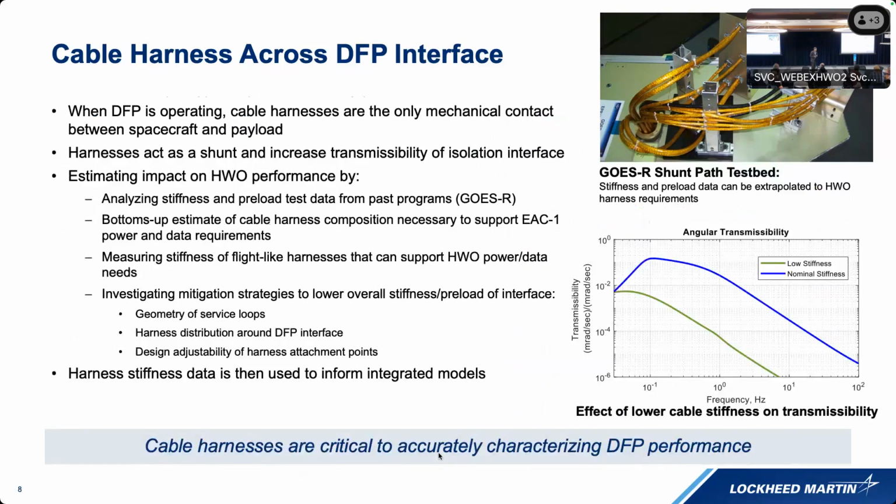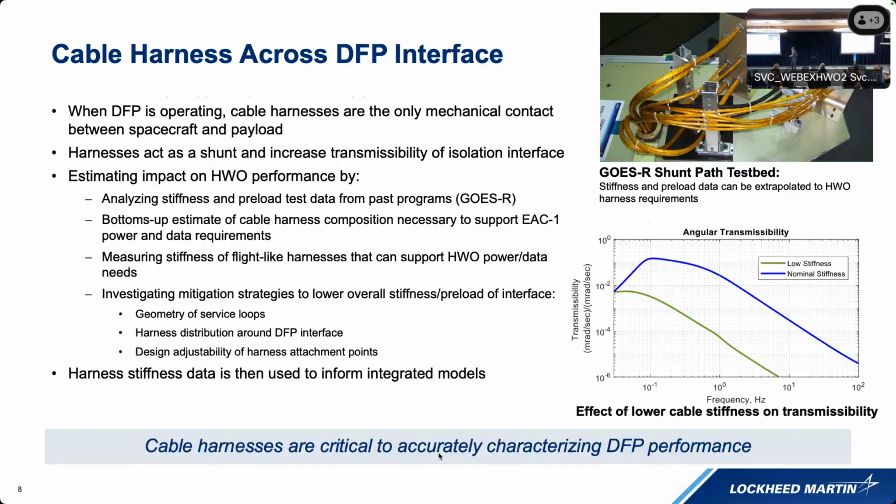And then, as I mentioned, cables across the interface are the last mechanical connection between the two sides when DFP is operating. And so we're assessing how those cables affect our system when they're present, and they act as a shunt across the isolation system that can degrade the performance. So we're estimating what this impact is going to be on an HWO application.